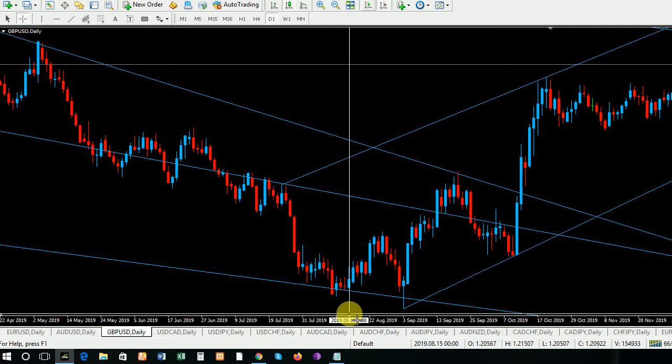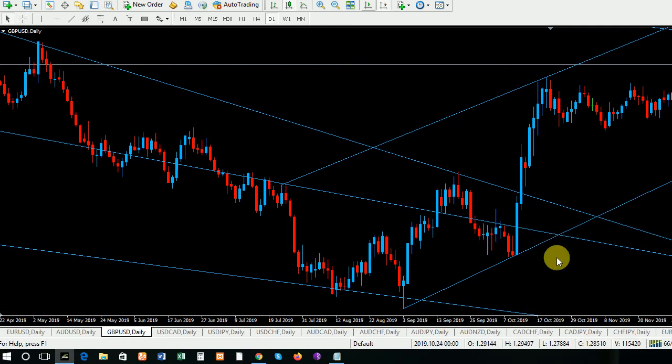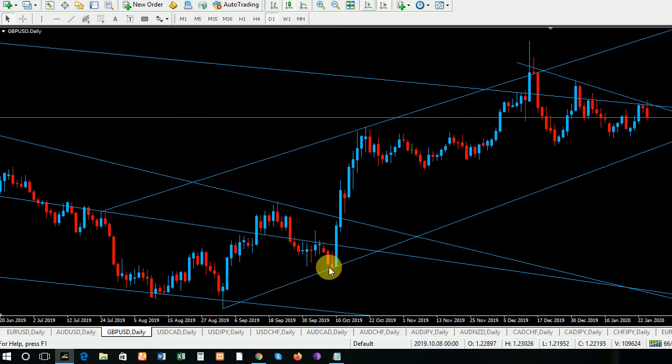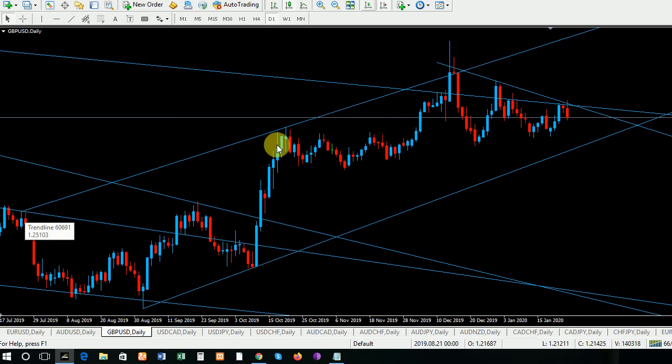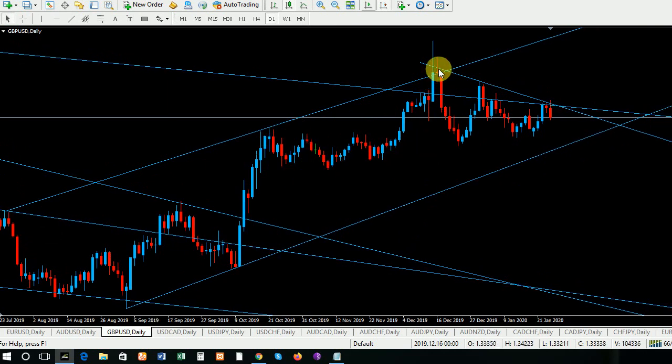One engulfing, two pin bar with this trend line. 1, 2. 1, 2. Guys, here we also got another sell entry. Here we got the second touch. Here is a third touch. But here we can't trade because the next trend line, the next channel, is very near to this candle. So leave this trade and wait for the next touch.